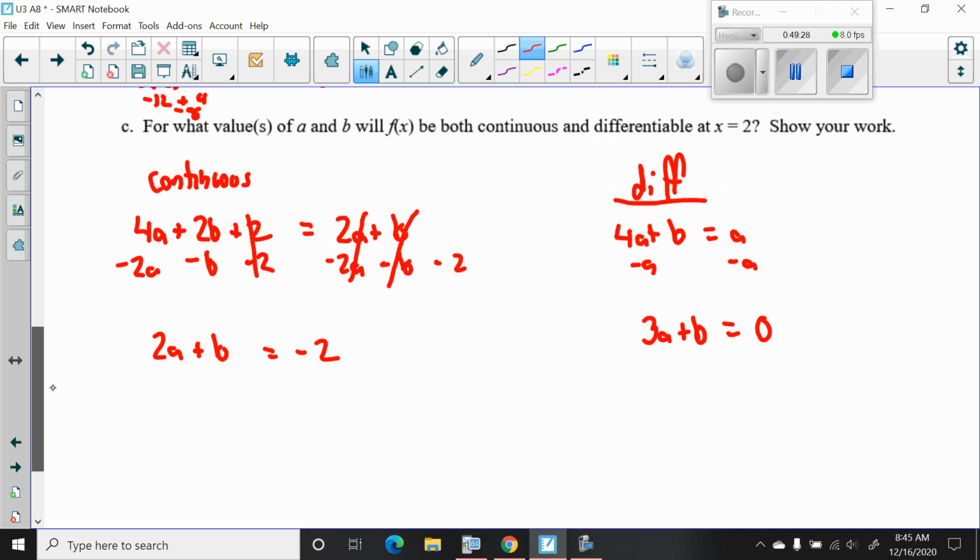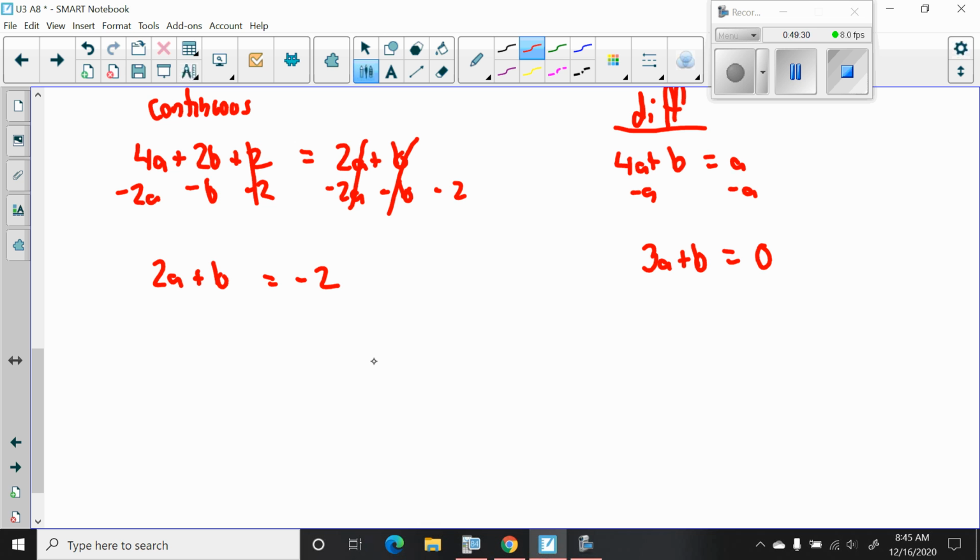And we want to know where these two equations come together. So 2a plus b is equal to -2. And I'm going to go ahead and multiply that by -1. -3a minus b is equal to 0. And add them up. We'll get -1a is equal to -2.